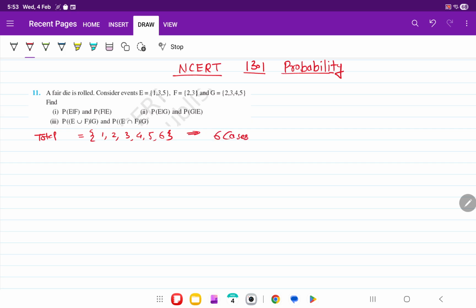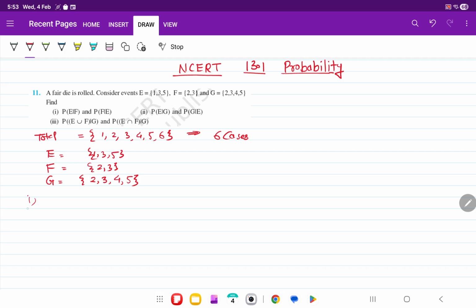Now they are saying there are events. E is 1, 3 and 5, correct? F is 2, 3. These are different events. And G is 2, 3, 4 and 5 coming on the die. Okay, these are 3 events.